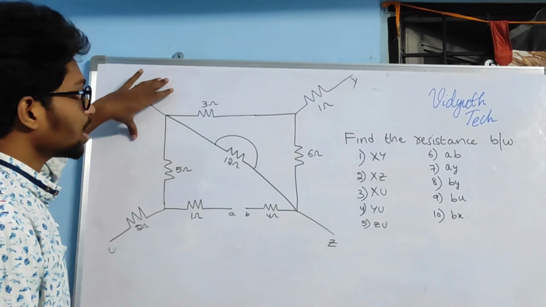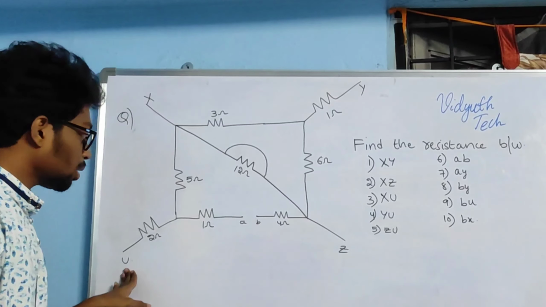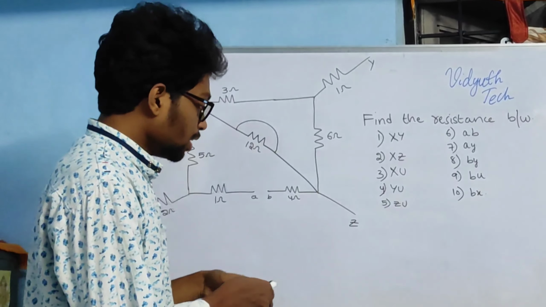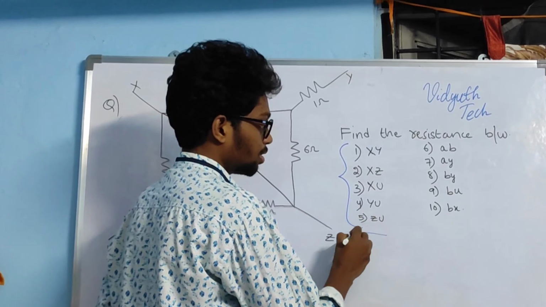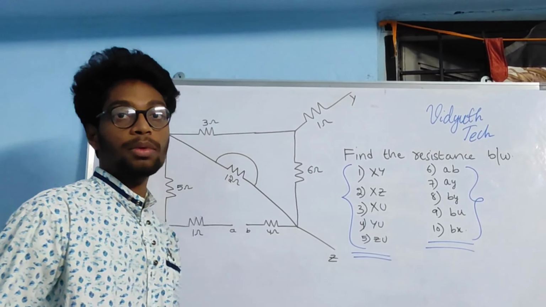Okay, here you can see the circuit diagram. Here is the X terminal, Y terminal, Z terminal, U terminal, A terminal, and B terminal. In this video I would like to solve the first 5. I want you to solve the next 5 and keep the answers in the comment box.